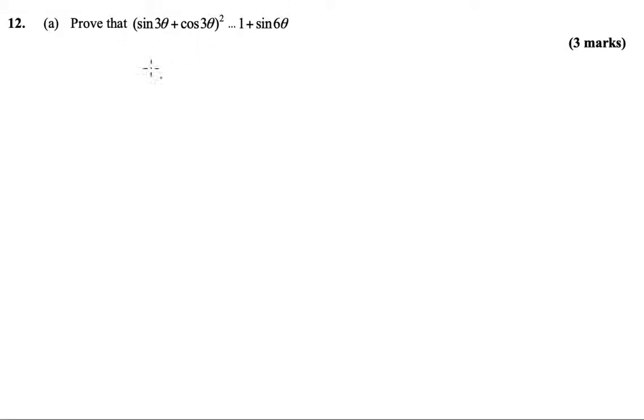Okay, for 12 part A, we're going to expand these brackets and hopefully show that, I think that's meant to be equal to 1 plus sine 6 theta. So multiplying out the brackets. Same bracket twice.